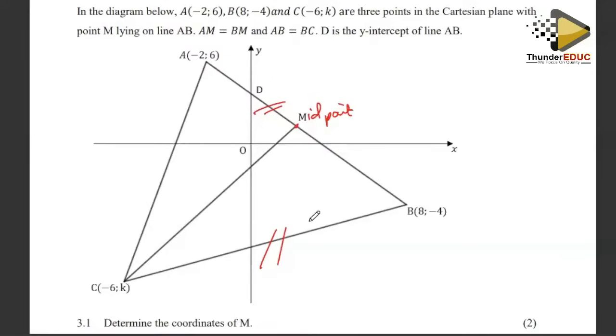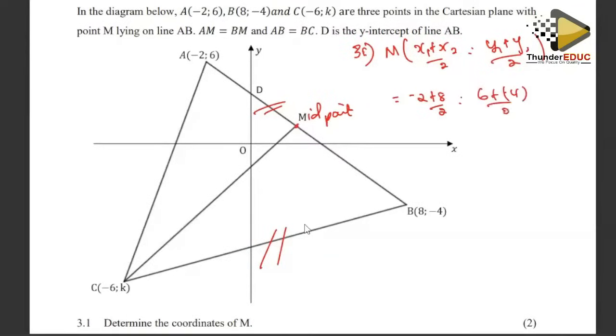Then they want us to get the coordinates of M. Since M is the midpoint, we need to use the midpoint formula, which tells us x1 plus x2 divided by 2, y1 plus y2 divided by 2. So we get -2 plus 8 divided by 2, and 6 plus -4 divided by 2. When we simplify, that's 6 over 2, which is 3, and 2 over 2, which is 1, meaning that M is (3, 1). That will become our answer.